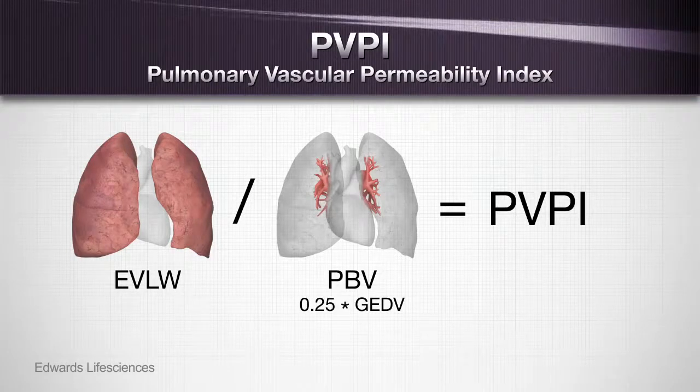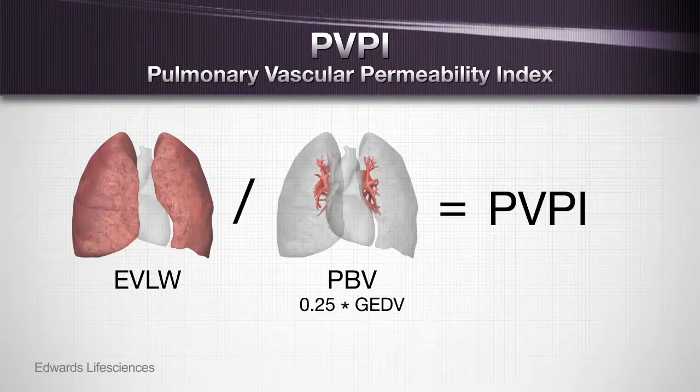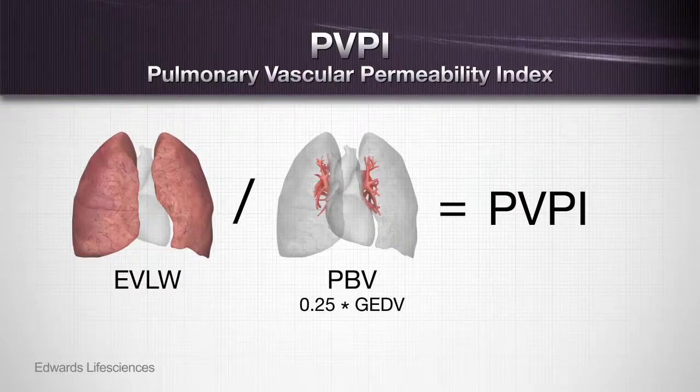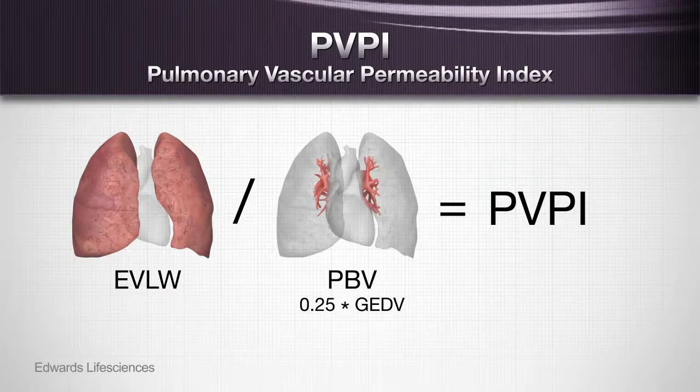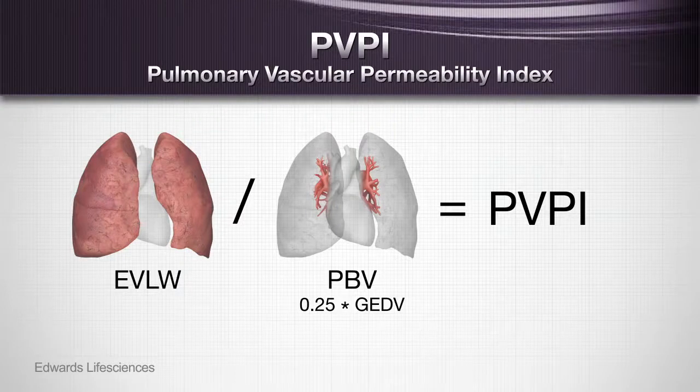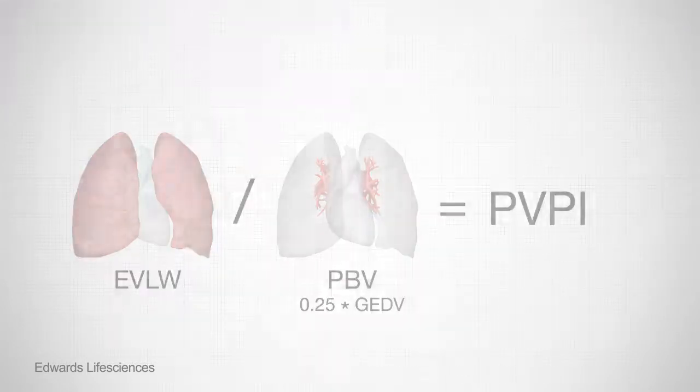PVPI helps the clinician to differentiate which mechanisms are responsible for increased EVLW. PVPI is increased, greater than 3, in patients with increased pulmonary permeability edema due to lung injury, and normal in patients with hydrostatic and cardiogenic pulmonary edema.